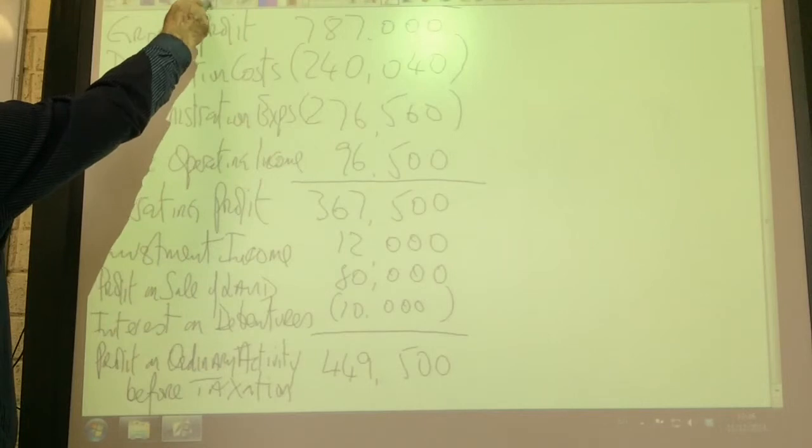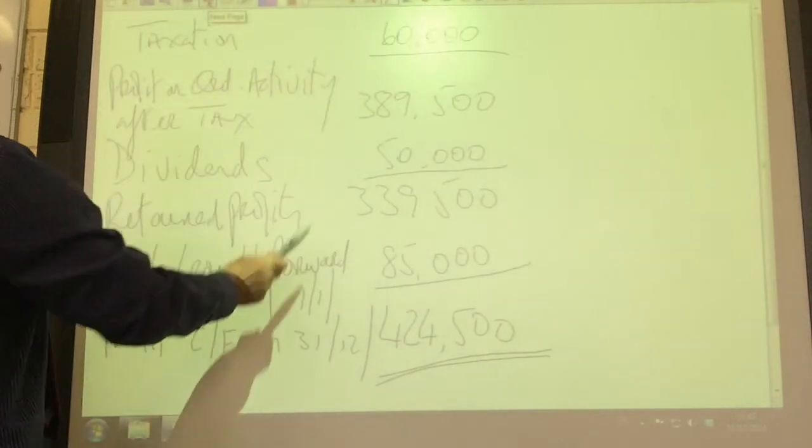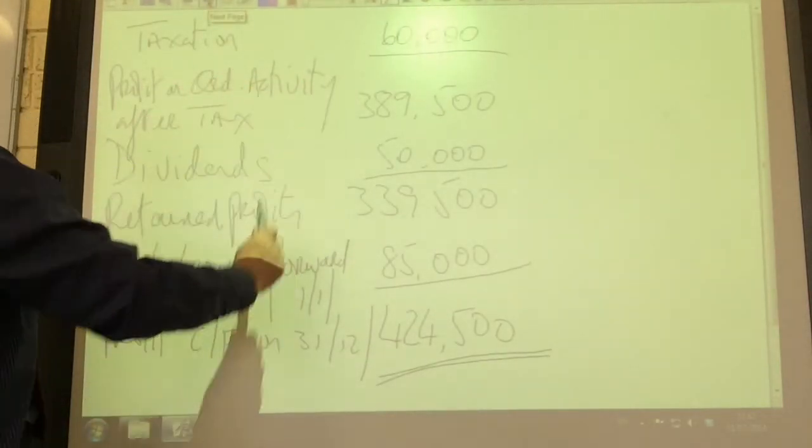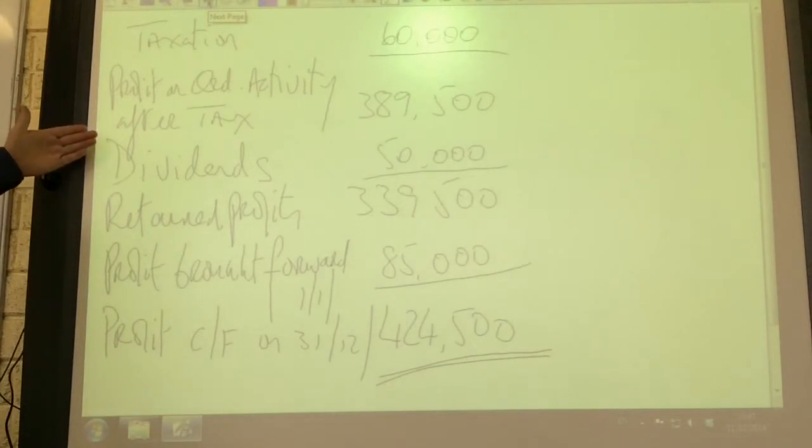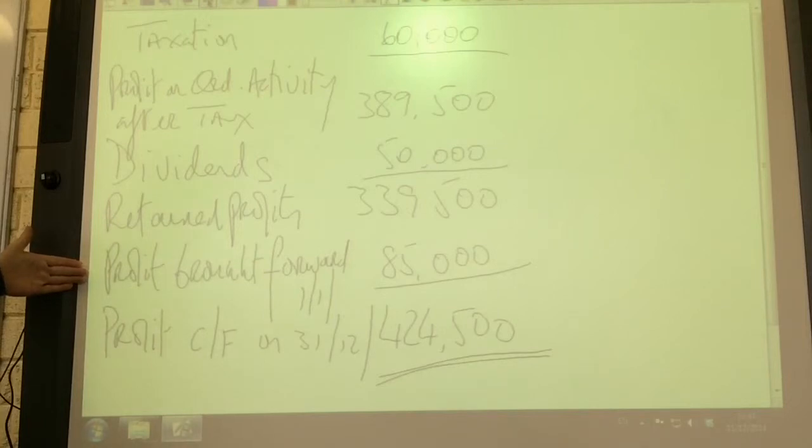$449,500. From this we took off taxation, 60,000, profit on ordinary activity after tax, less our dividends. That gives you a retained earnings or retained profits. You add the profit and loss balance brought forward from last year, 1st to the 1st, and that gives us the profit and loss balance on the 31st of the 12th, or at the end of the year. And this will be our P&L balance for the balance sheet, which we'll go on to next.